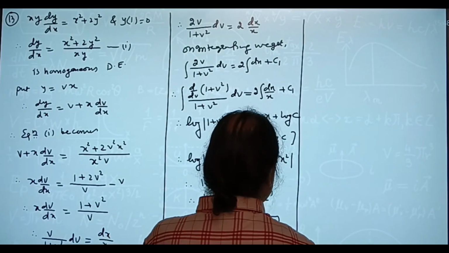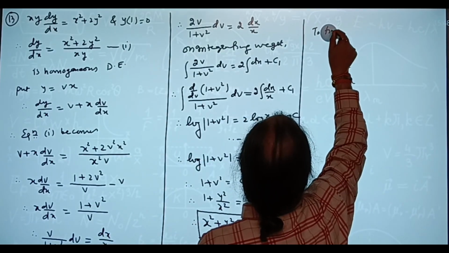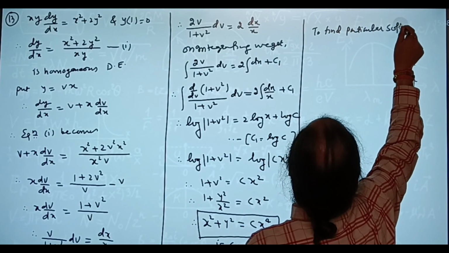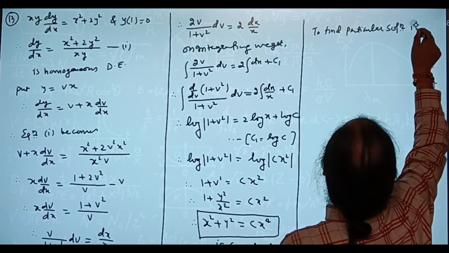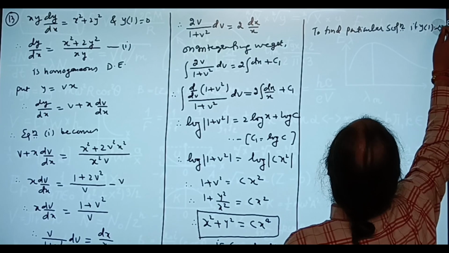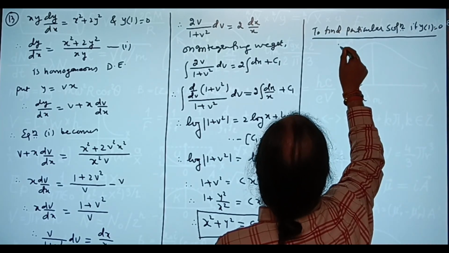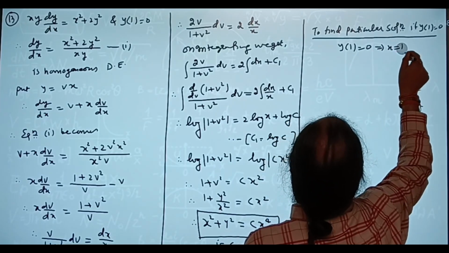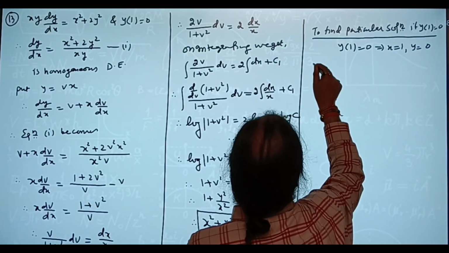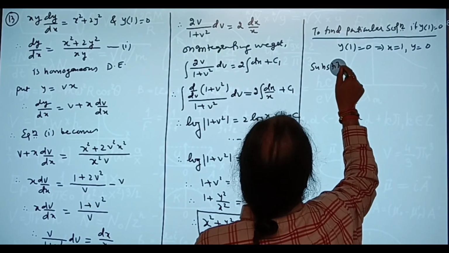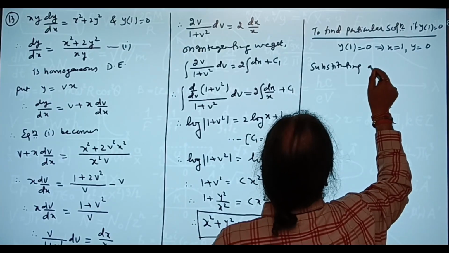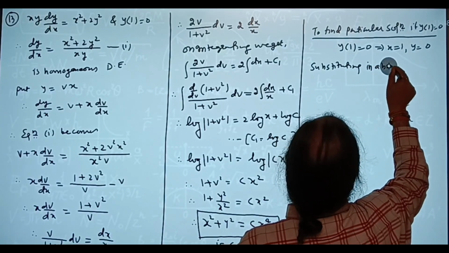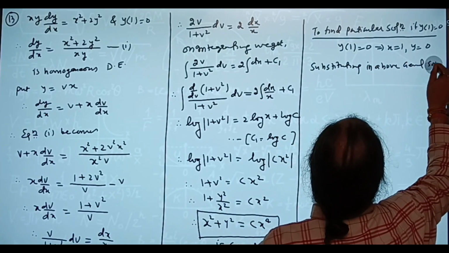To find particular solution if y1 is equal to 0. y1 is equal to 0 implies x is 1, y is 0. Substituting in above general solution.